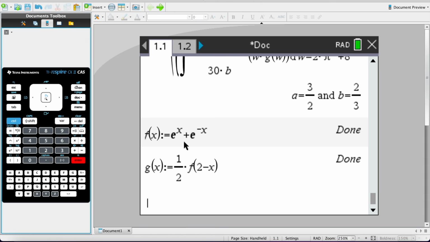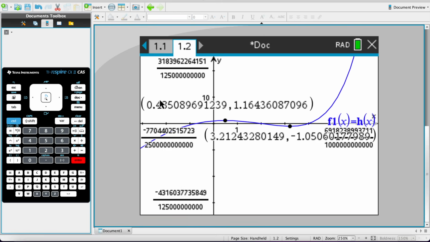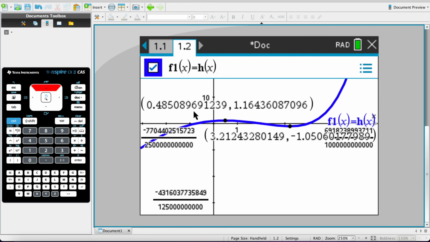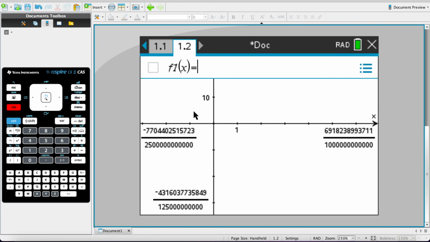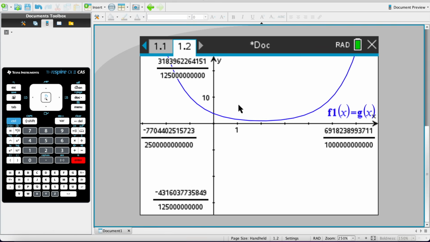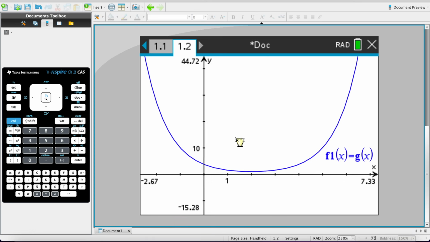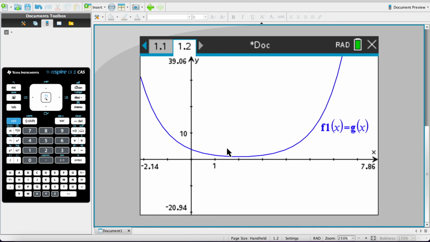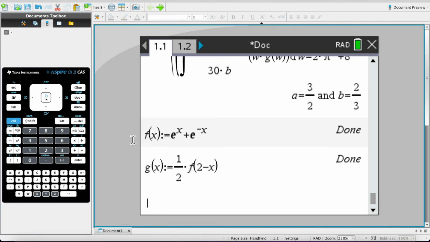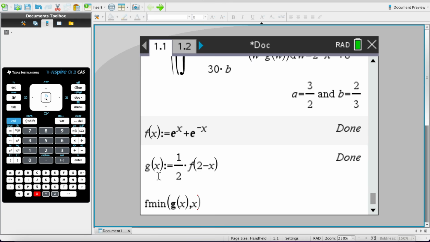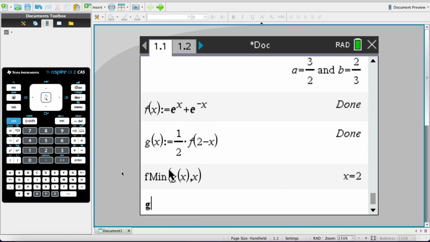So if we look at g of x, we can just see what it looks like. Get rid of the other one and just type in g of x. Now, that's that. So we just need a turning point. It's exact, so let's just figure out f min of g of x, comma x, and it's at x equal to 2, and what's g of 2?